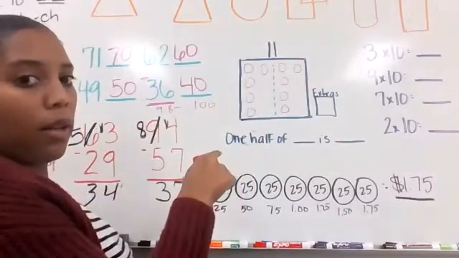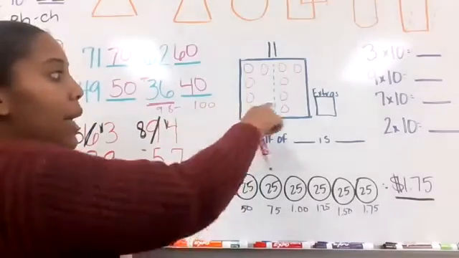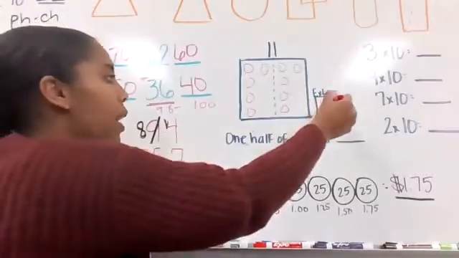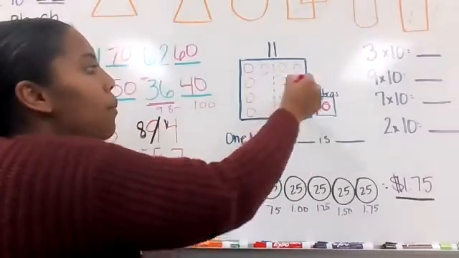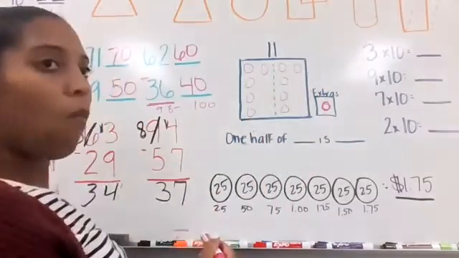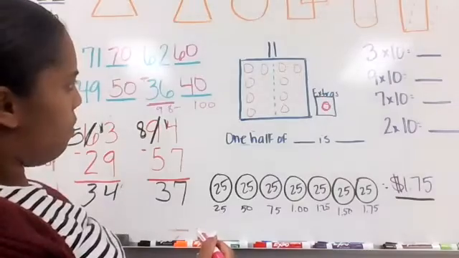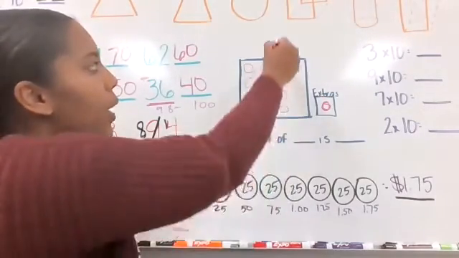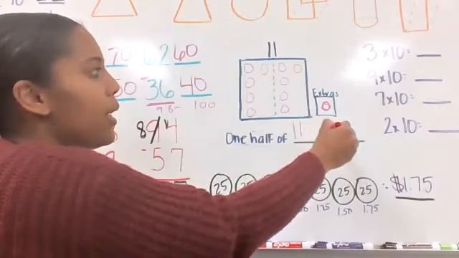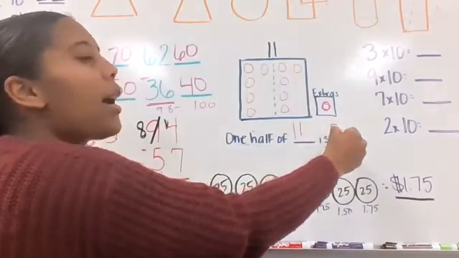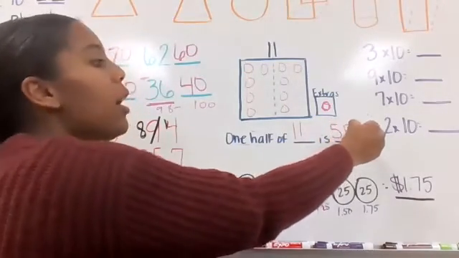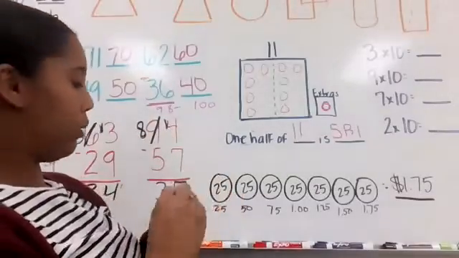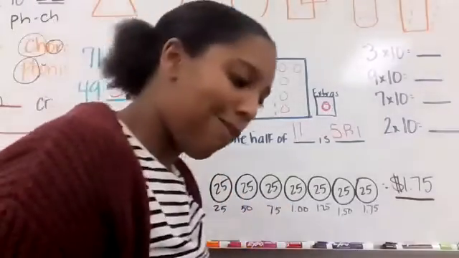Should I put one more? No, because I'll make it uneven. Where do I put that one extra that I have left? In the extras. So how many would I be able to split equally? 5. So 1/2 of 11 is 5 with a remainder of 1.